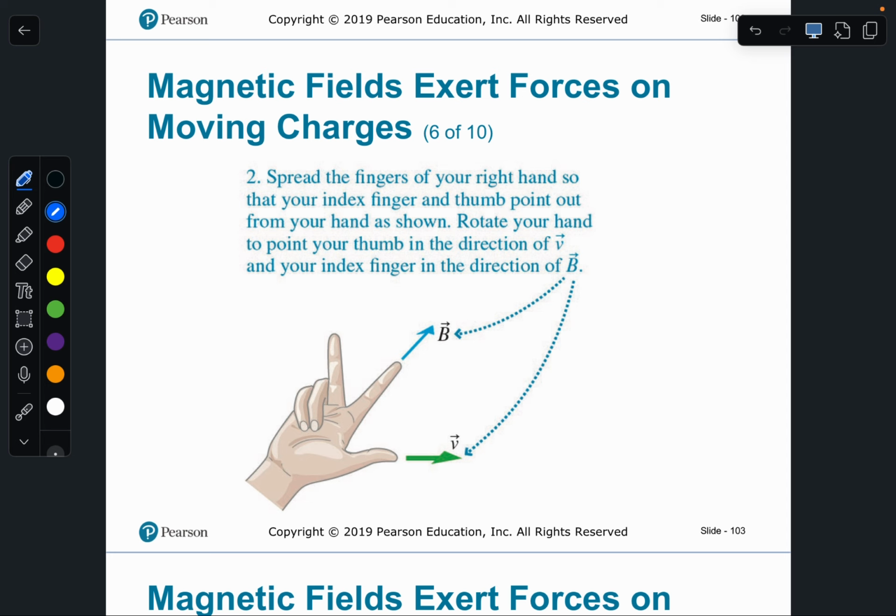I love this. Just kidding, I don't. I feel bad. Put it away. This is why I like the other right hand rule.